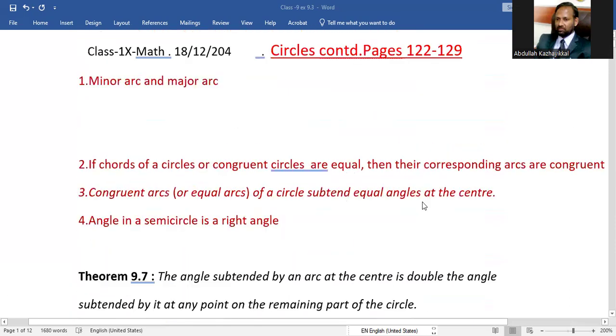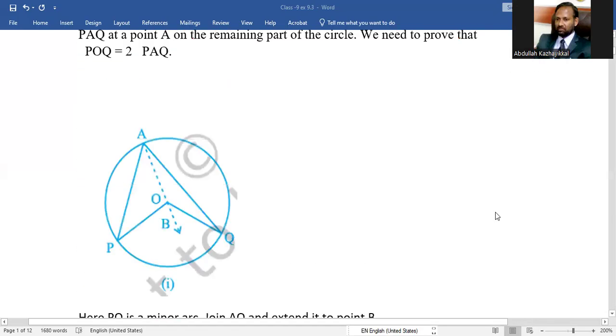Before starting, I told you angles in a semicircle is a right angle. Chords of a circle, in congruent circles, equal chords make their corresponding arcs congruent. Chords are congruent, equal. Chords are equal means arcs are equal. That means same angle, all are related. Comparison. Many questions come like that.